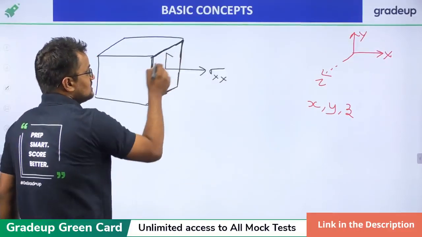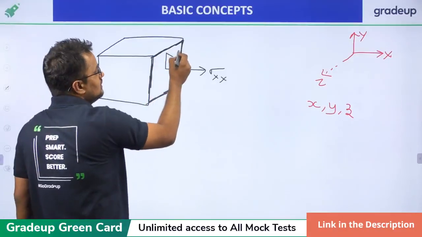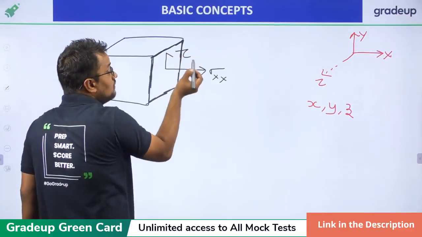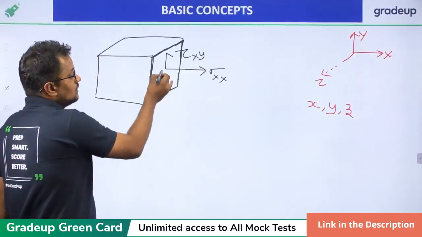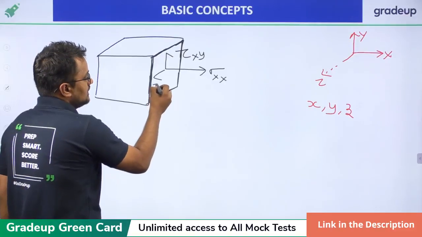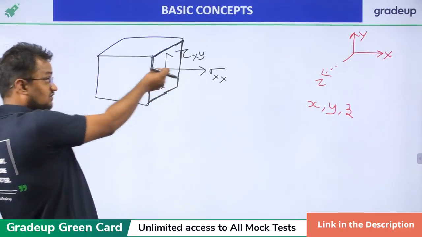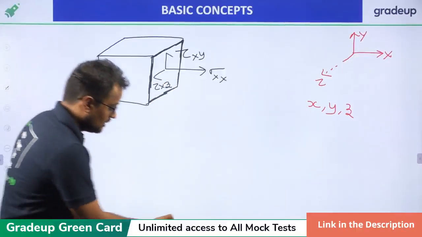So what is this stress? On this plane, this is shear, so we will write it as tau. On which plane? On X plane. In which direction? Y direction. This is shear again. In which plane? X plane. And in which direction, my dear friends? Z direction.